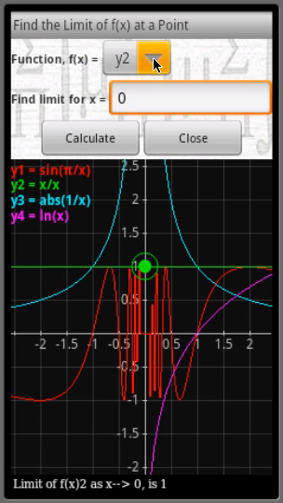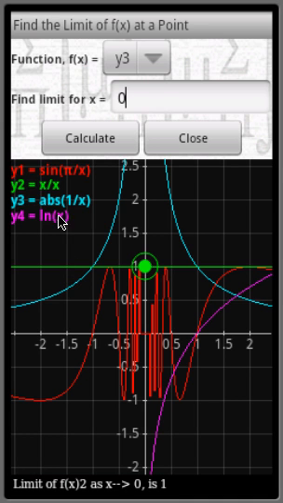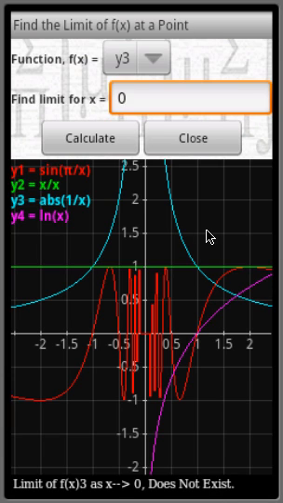Let's go on to y3. So for y3, we have the absolute value of 1 over x. This is the blue line here, and remember it shoots off to positive infinity on the left and on the right. And you see that the calculator returns the answer that the limit as x approaches 0 does not exist. And that's because the little catch point here is, remember, for the limit to exist, the limit from the left must equal the same value as the limit from the right. Positive infinity is not a value.